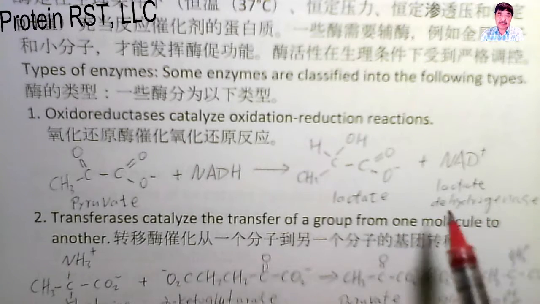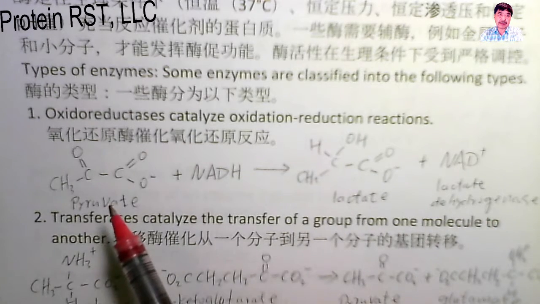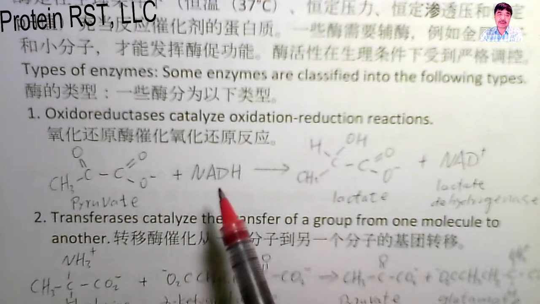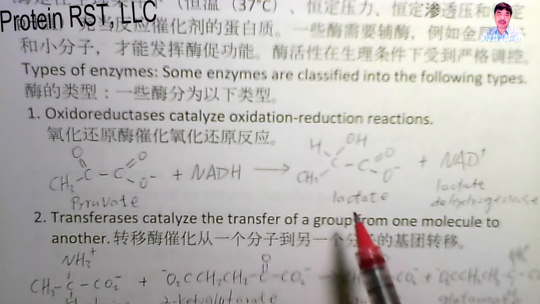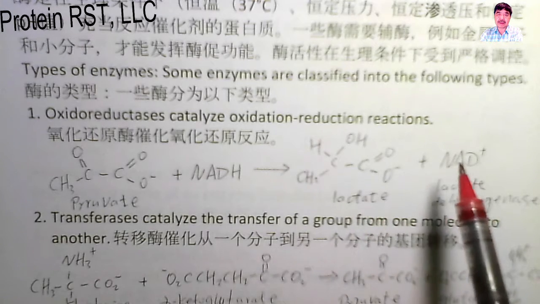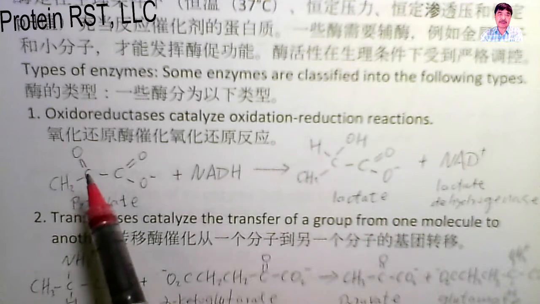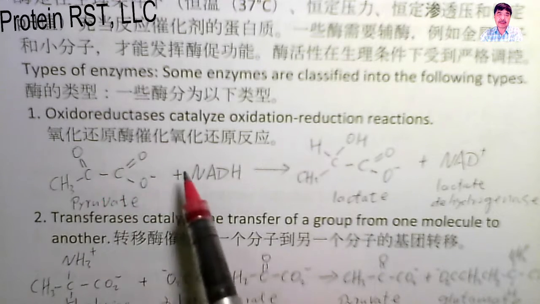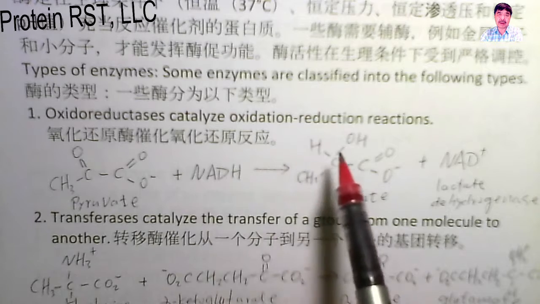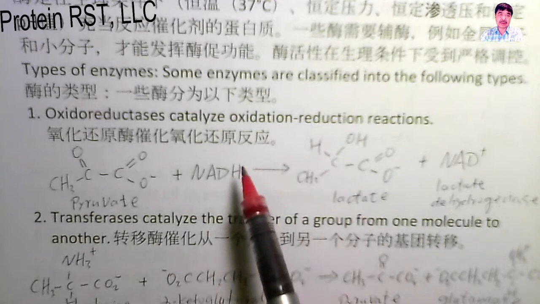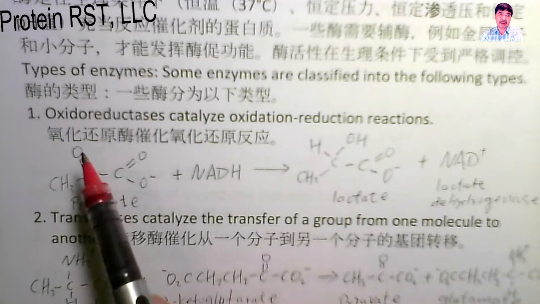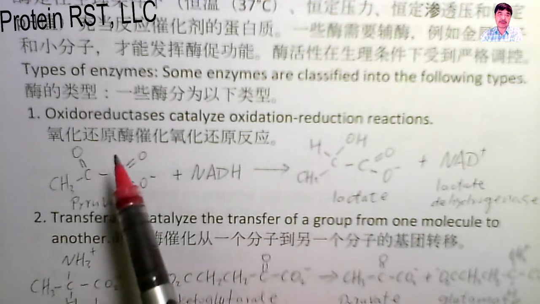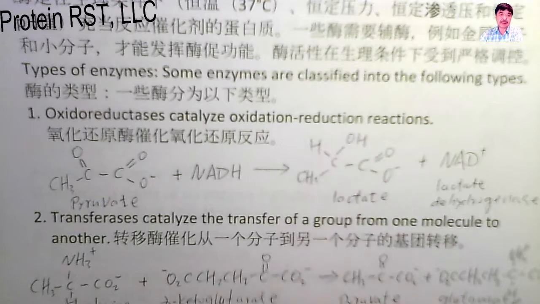The reactant is pyruvate and NADH. Then they form lactate and NAD plus. The change is here. You see this carbonyl group become a hydroxyl group. There's a hydrogen transferred here, and the carbonyl oxygen becomes a hydroxyl here.